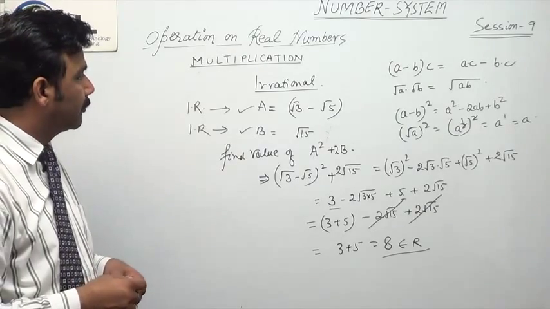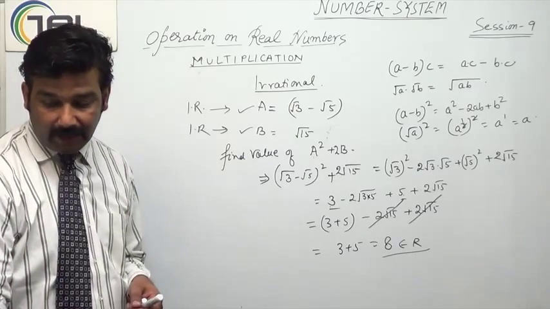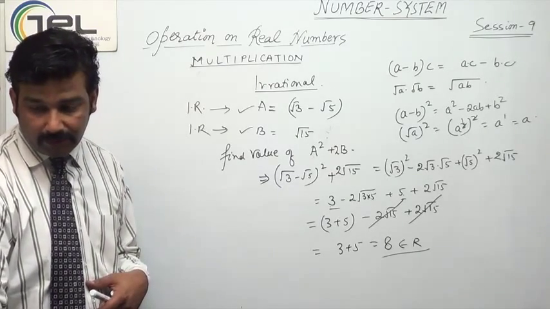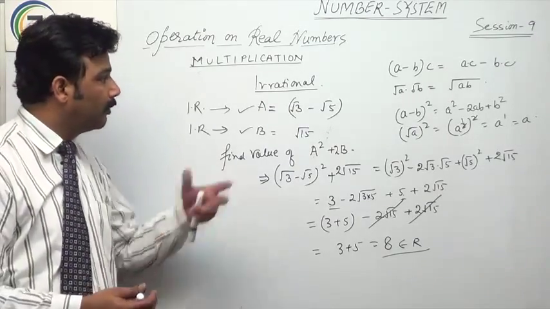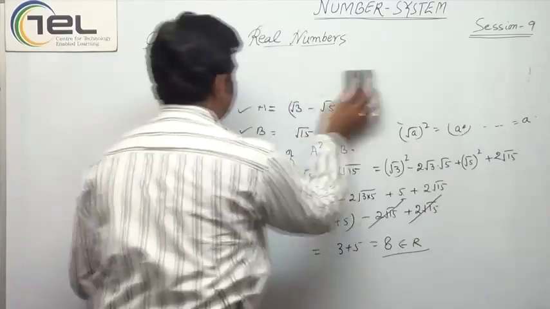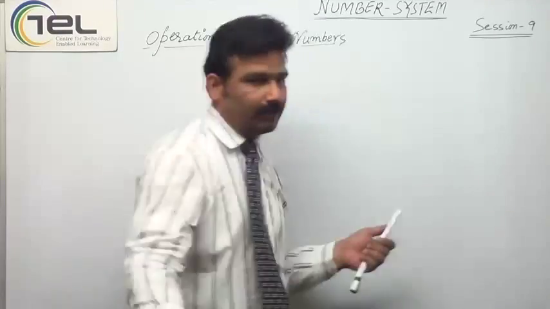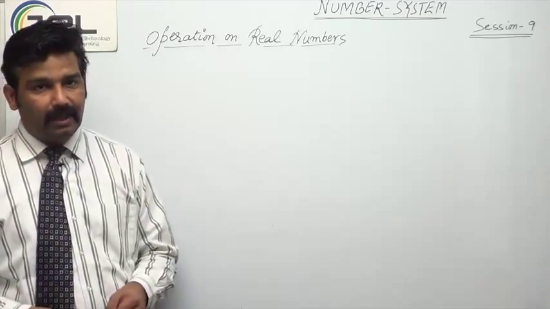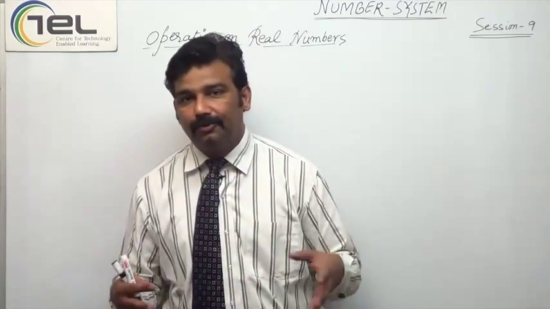Clear? I'm pretty sure you have been through all these things, and I will continue this in the second part with another one. Before concluding this session, let us recollect the main points once again. This is the operation of real numbers we have done, on rationals and irrationals, because the real numbers consist of rationals and irrationals.